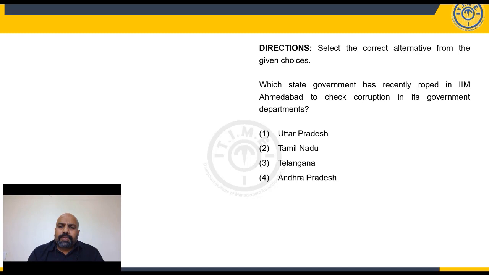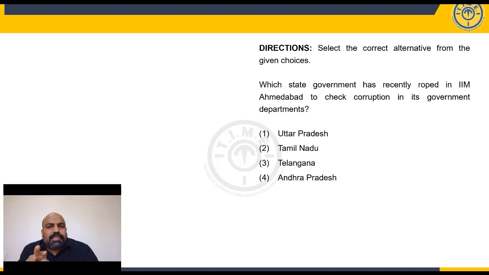Telangana CM is K. Chandrasekhara Rao. Tamil Nadu, we mentioned E. Palani Swami. Uttar Pradesh, Yogi Adityanath. One thing about Uttar Pradesh: it is India's most populous state, about 21 crore of India's population.